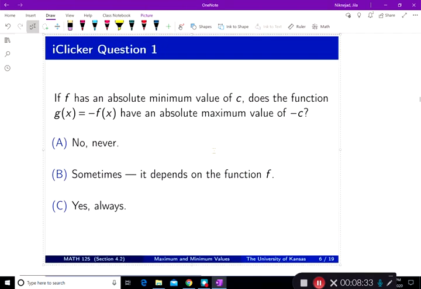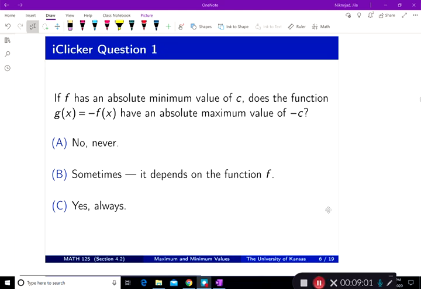iClicker question 1. This is section 4.2, iClicker question 1. If f has an absolute minimum value of c, does the function g of x equal to negative f of x have an absolute maximum value of negative c? I suggest pausing and coming up with the answer.